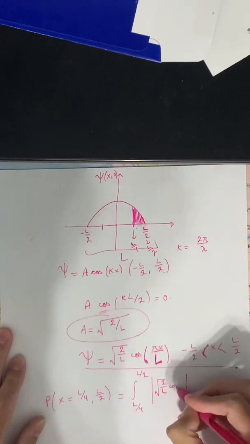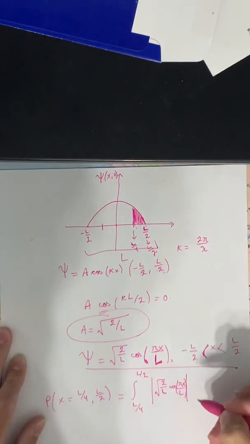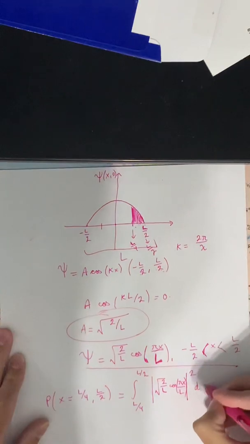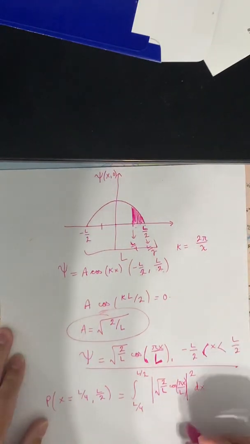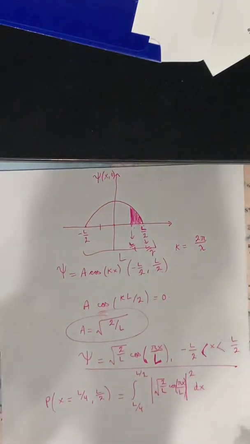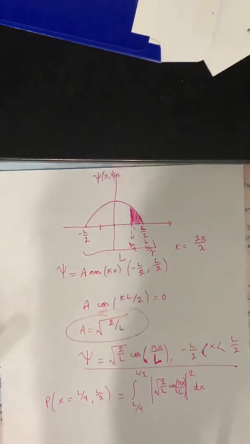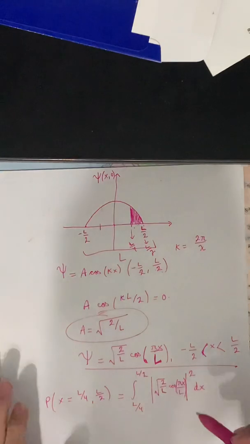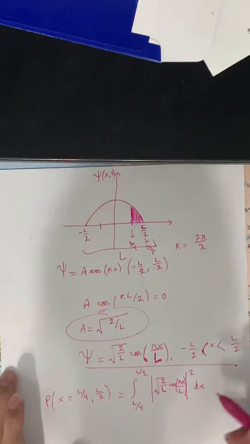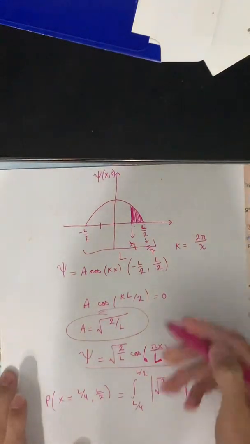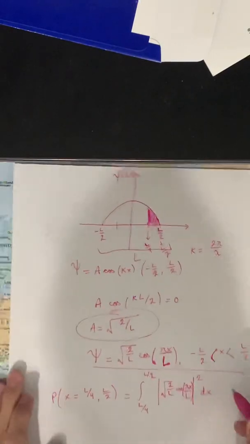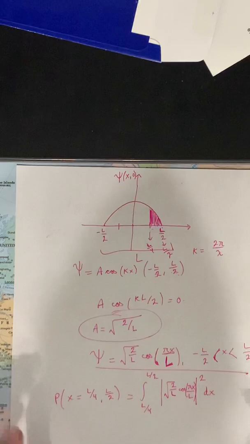And then again, cosine of this pi x over L. And we're going to square this. It's going to be the absolute value squared with respect to x. And so what this is going to tell us is the sum of all possible probabilities that is going to represent how likely the particle is going to be found from these x values, given this wave function that we found after we normalized it, right? So it's going to be able to give us a real number.